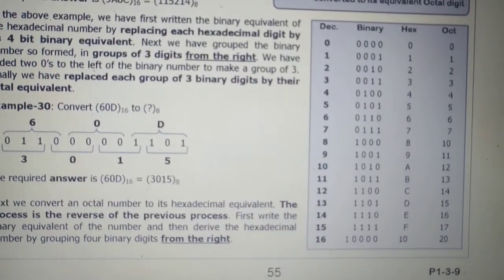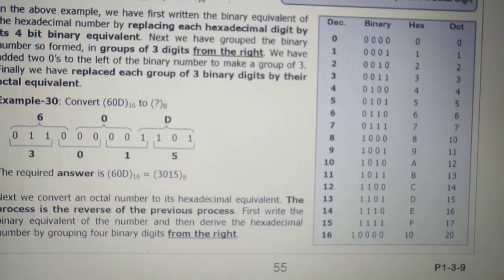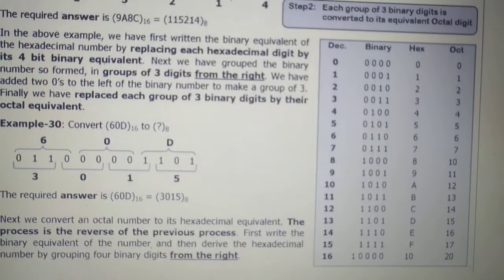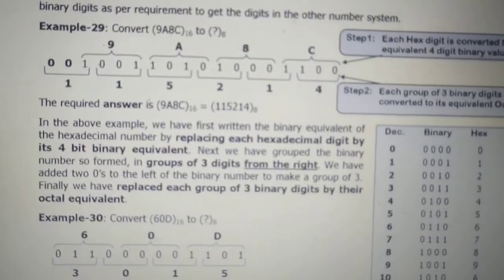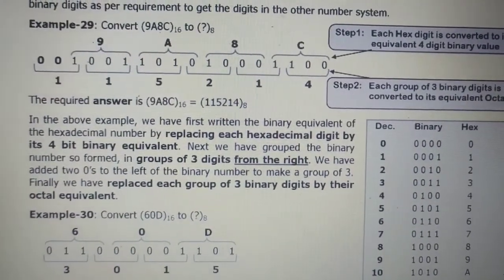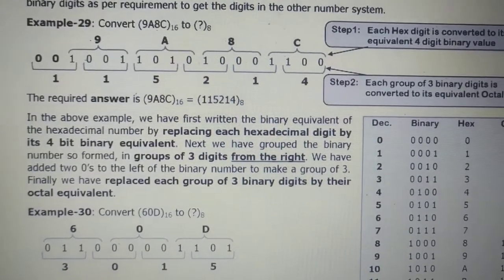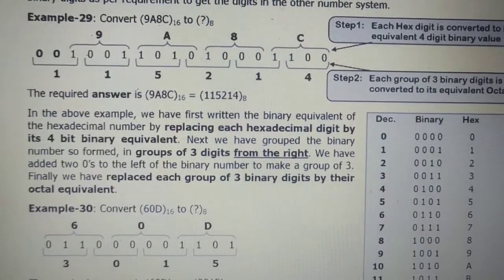C means what? 12. 12 means 1100. So here C means 1100. Next, 8 means 1000. A means 1010. 9 means 1001. Okay, 1001 is there.